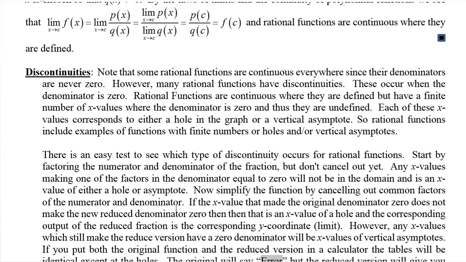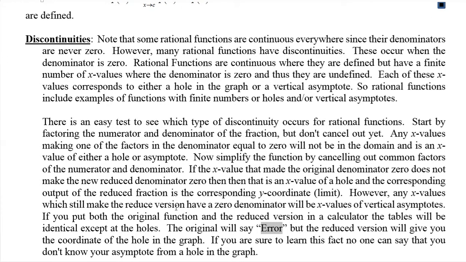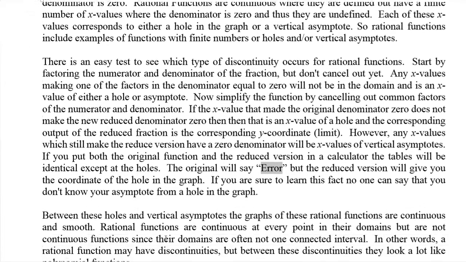Of course, when you graph it, you should be able to see the vertical asymptotes fairly easily on the graph. Holes in the graphs are kind of hard to see. Like on a graphing calculator, you probably won't see them visually on the graph itself. So be sure you know how to do this, because you'd hate for somebody to say you don't know your asymptote from a hole in the graph, and if you learn this, nobody can say that.